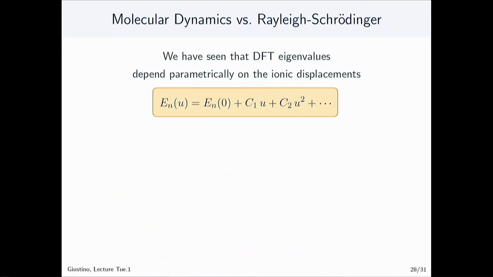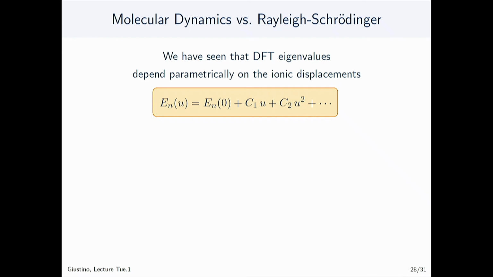I will not spend too much time on this. The idea is that in molecular dynamics, what we are doing is looking at something similar to perturbation theory, but from another angle, okay? What we've seen so far is that if you take the eigenvalues, you can essentially do a parametric expansion in terms of the displacement of the nuclei. So that's, in two words, what I tried to say today.